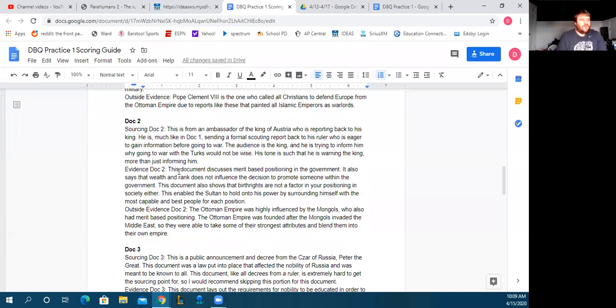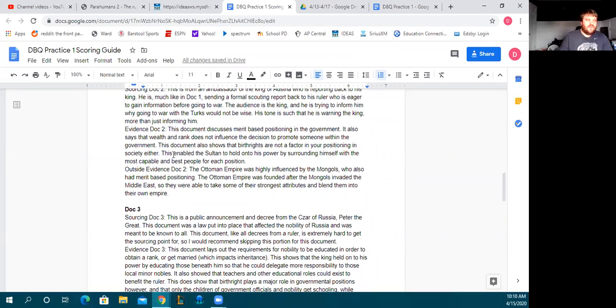Document 2. So, sourcing for document 2. This is from an ambassador to the King of Austria who is reporting back to the king. He is, much like in document 1, sending a formal scouting report back to his ruler who is eager to gain information before going to war. The audience is the king, and he's trying to inform him why going to war with the Turks would not be wise. His tone is such that he is warning the king more than just informing him, right? It's very similar to document 1 in that regard.